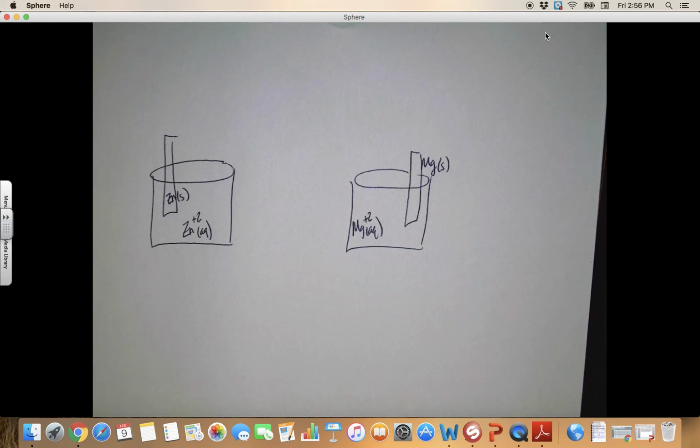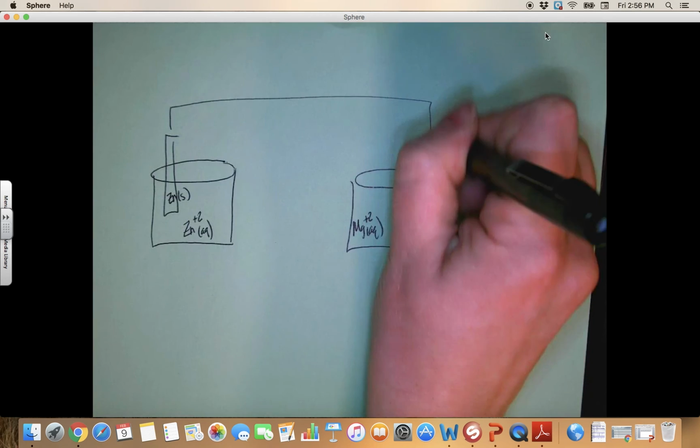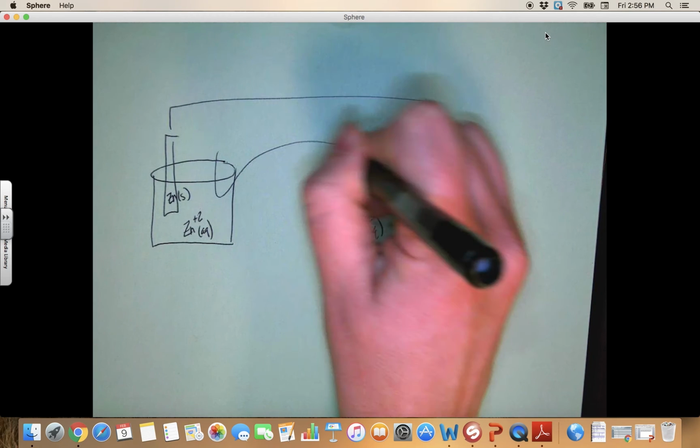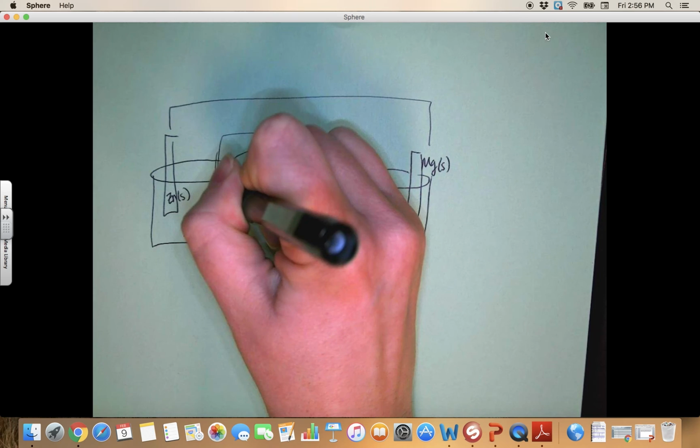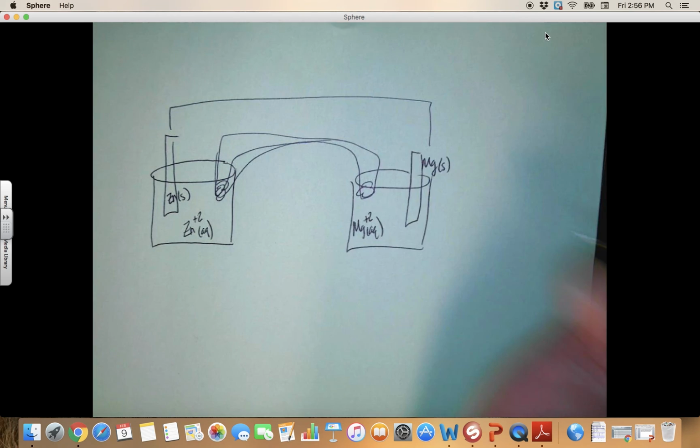Now I'm going to look at the activity series to figure out what happens. If you want, you can go ahead. There's our external circuit. Here's our salt bridge. I know, beautiful artwork. Here's my little fluffy cotton balls. You don't ever have to draw the cotton balls. Don't worry about that.